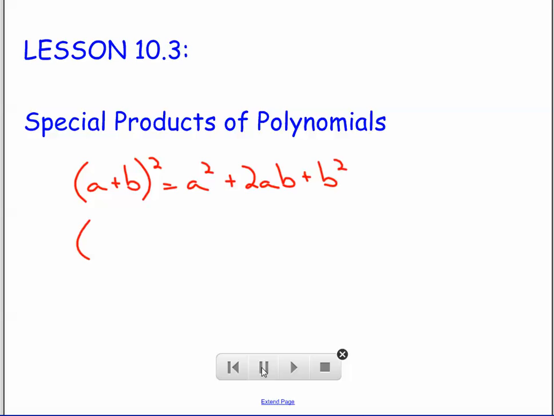Another pattern is called the sum and difference pattern. So, when we notice that we have the same first term and the second terms are opposites, we're always going to have this pattern as their product: a squared minus b squared. That is, you square the first term, you square the second term, and it's always going to be subtraction. We'll see how this works.